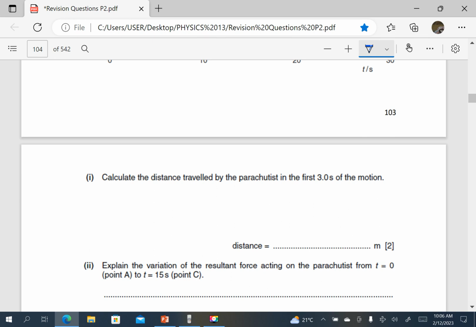Calculate the distance traveled by the parachutist in the first 3 seconds. So distance is going to be the area under that graph. So distance equals the area under the graph.